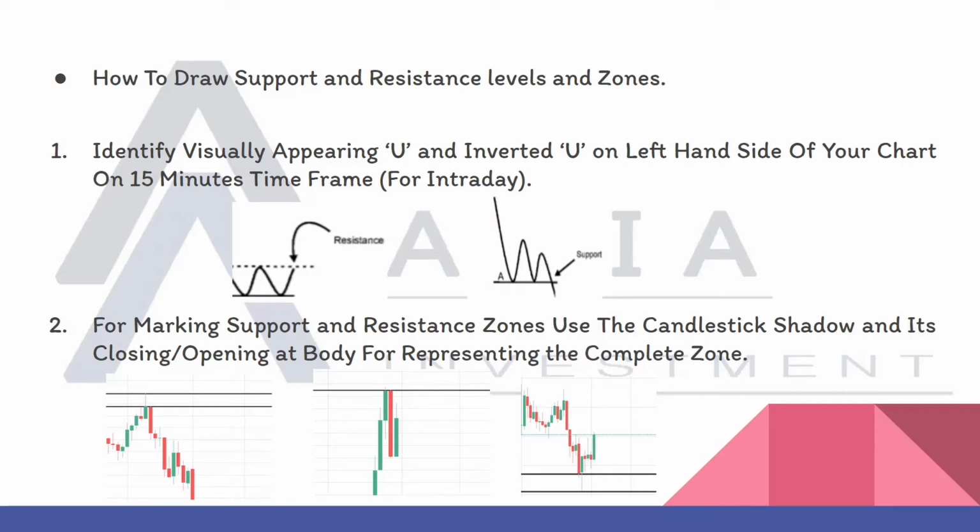So let us first see how to identify visually and then draw support and resistances. Whenever you see a U-type shape on your chart, consider the bottom of that U to be support, and similarly when you see a formation of an inverted U on your chart, you could consider the top of that inverted U to be the resistance for the price.